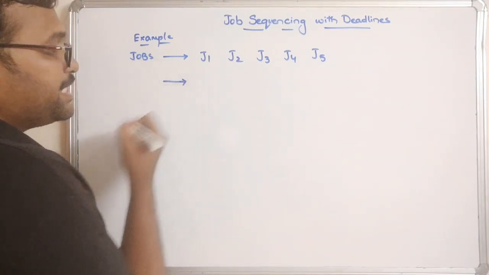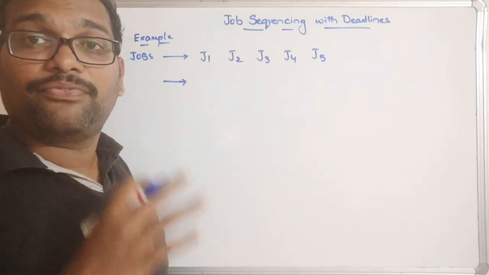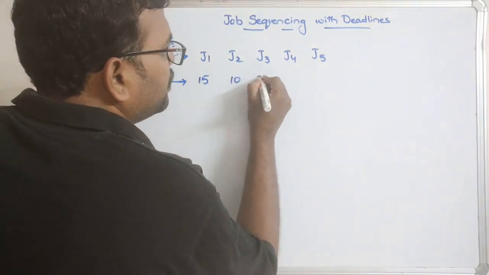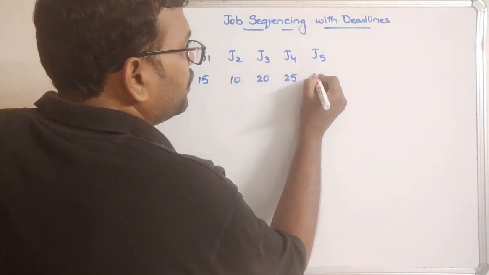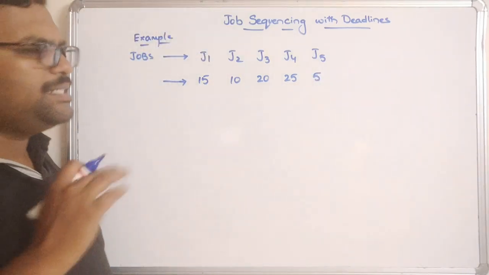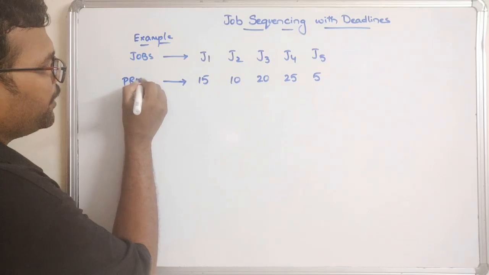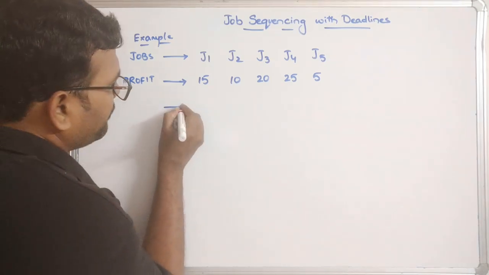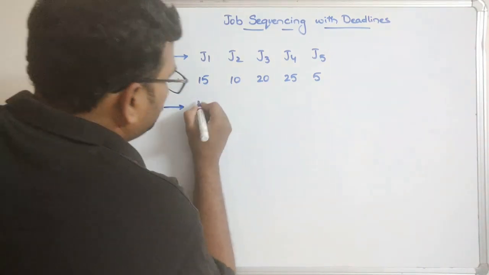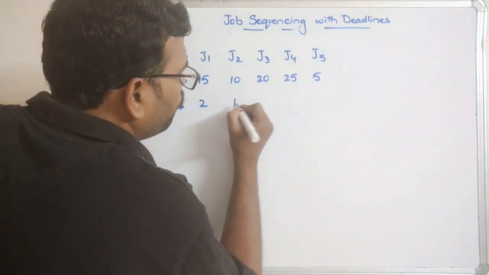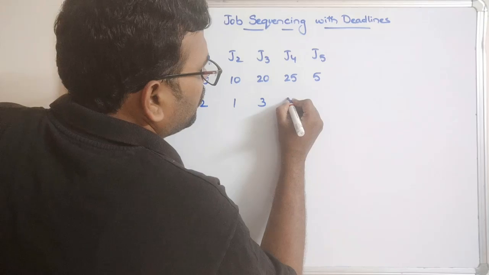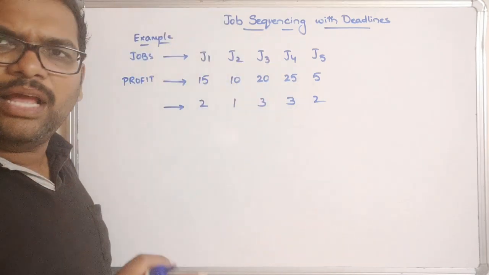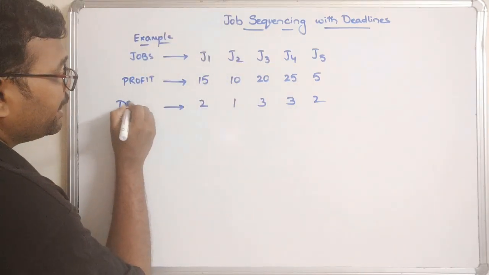The second point is profit: how much profit we'll get after completion of that particular job. Let us take this as 15, 10, 20, 25 and 5. This is the profit. And the third one, the most important, is the deadline. Let us take 2, 1, 3, 2. Let us say I have taken these randomly. So this is the deadline.